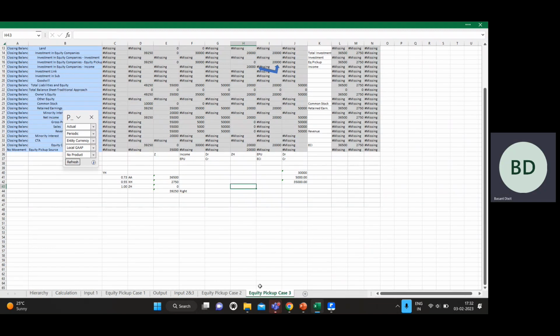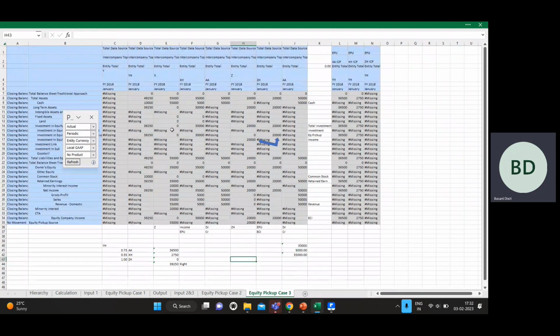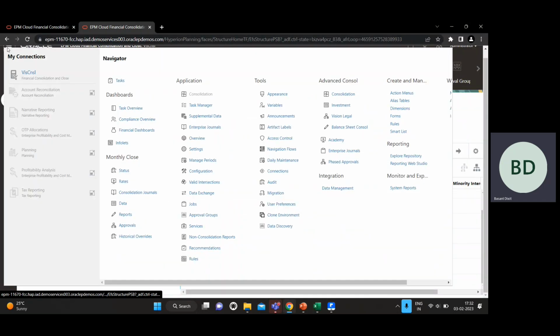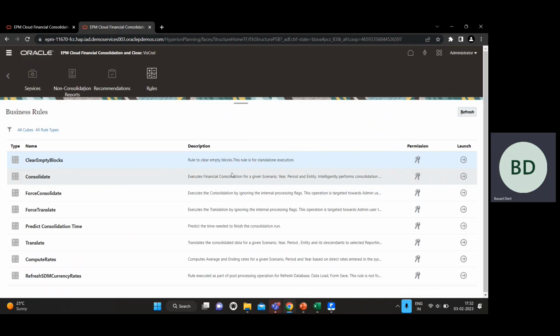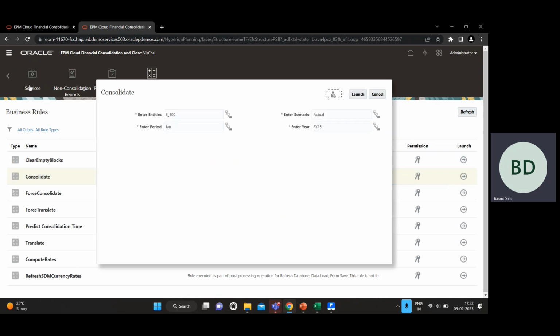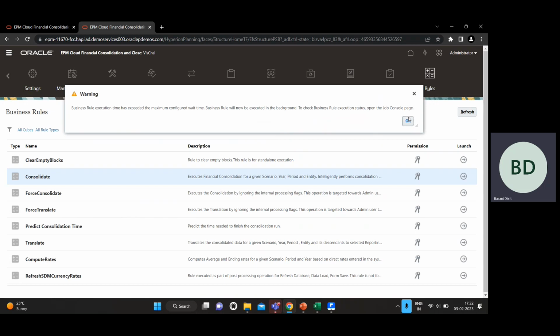Before we move on, let's now finally run the consolidation rule. So we go to the navigator, go to rules, go to consolidate, and you can also run the rule from the data menu. My entity will be ZH first. I will consolidate ZH. Okay, and let's launch. So the rule has been executed.